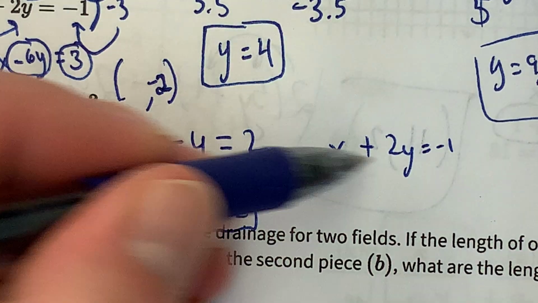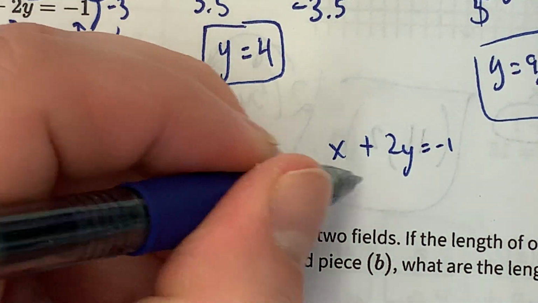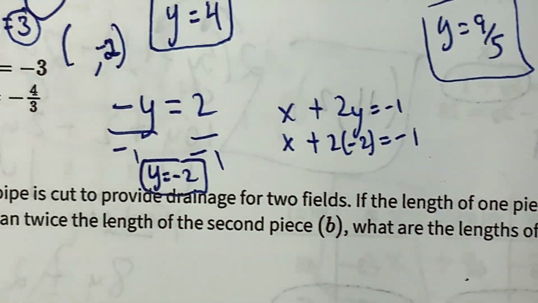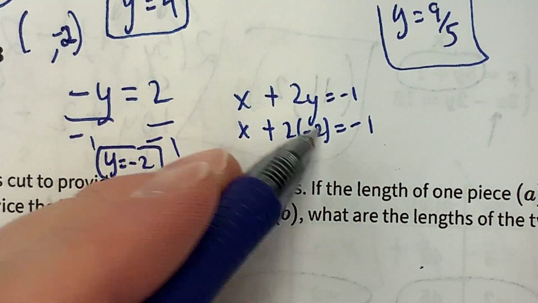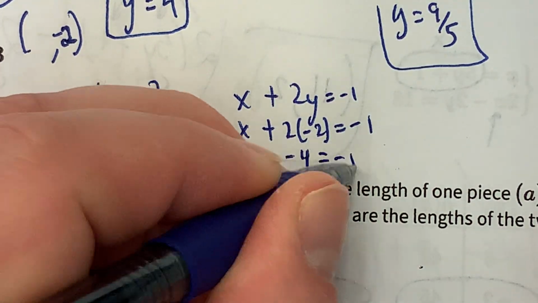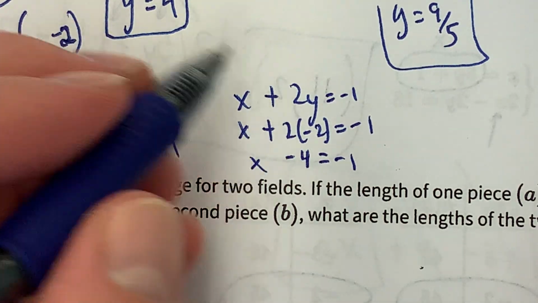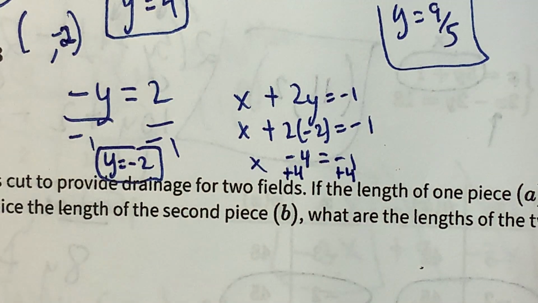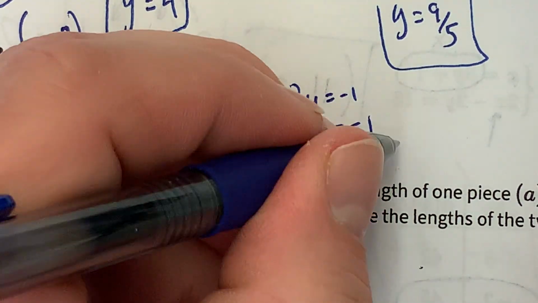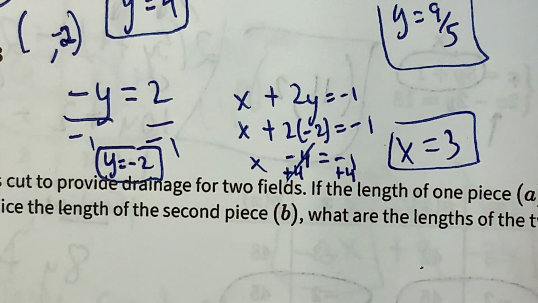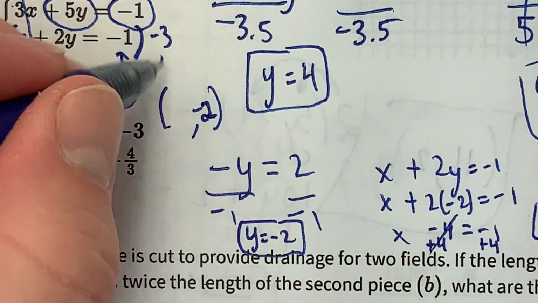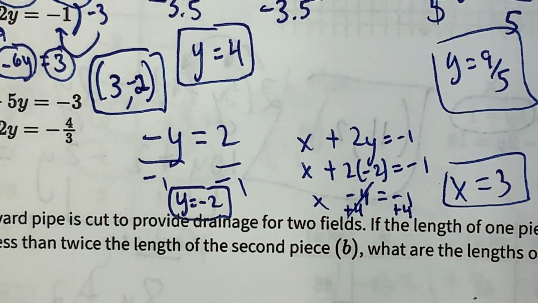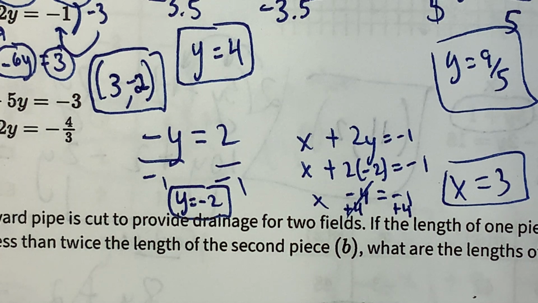I have my y value as negative 2, so I'm just going to plug that negative 2 right there. X plus 2 times negative 2 equals negative 1. 2 times negative 2 is negative 4. So now I'm going to add 4 to both sides. And x is going to be 3. And I'll come over here to my coordinate, and I'll put 3 for x. My answer is 3 comma negative 2.